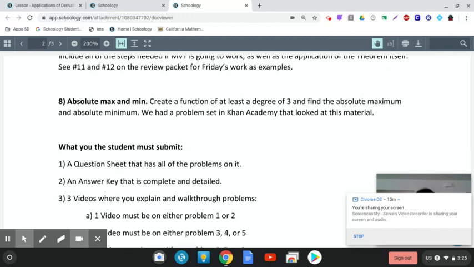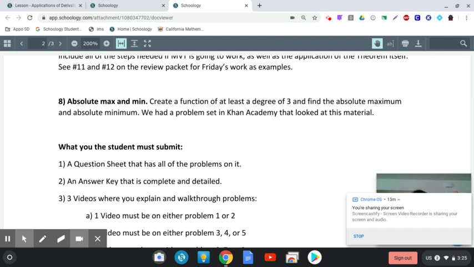All right, absolute max and min: create a function of at least degree 3 and find the absolute maximum and absolute minimum. Last Friday, I gave you a problem set just like this. So I would suggest going back and looking at that assignment and seeing how the question is worded and what the graph looks like. So just, okay, it's not that bad.